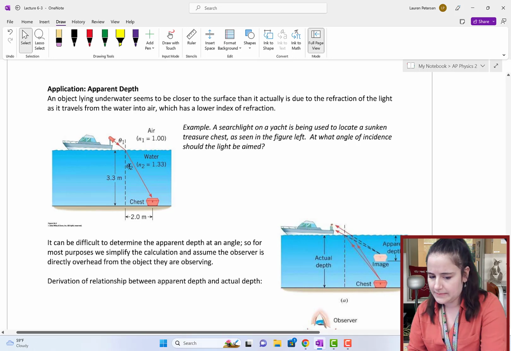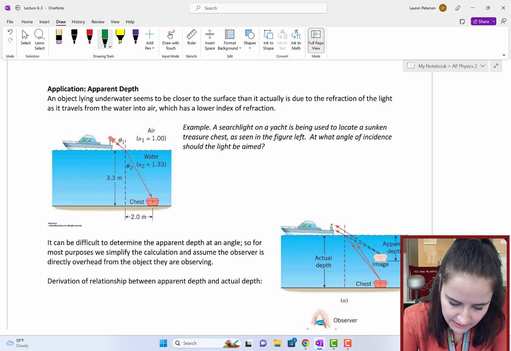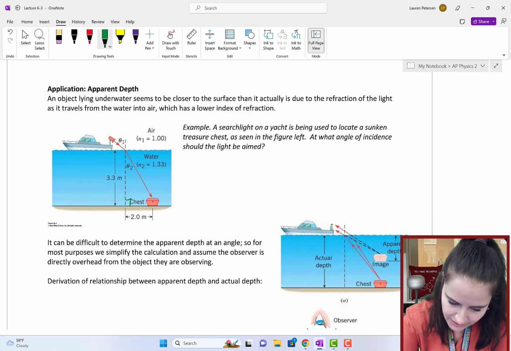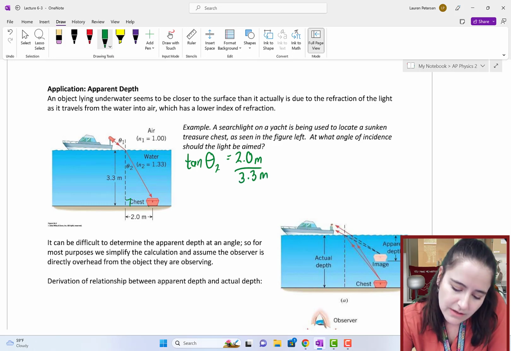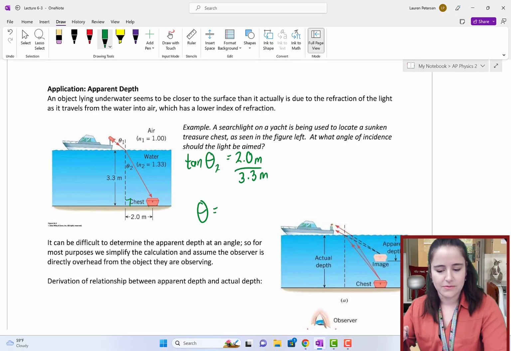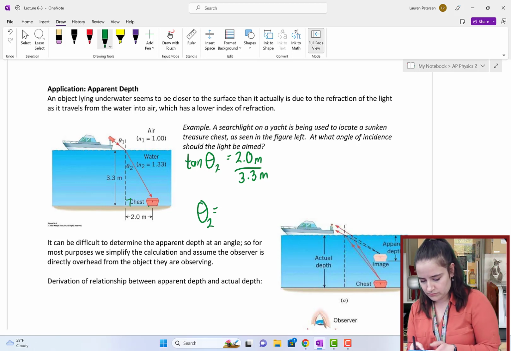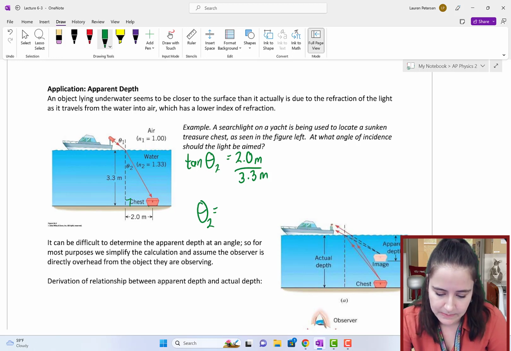Okay, first, let me go ahead and find my theta 2, okay? I know that, let's see, that is opposite over the adjacent. So I know that tangent of theta 2 should be 2.0 meters over 3.3 meters, okay? So if I do that inverse tangent, that gives me that theta is 31.2 degrees, okay?